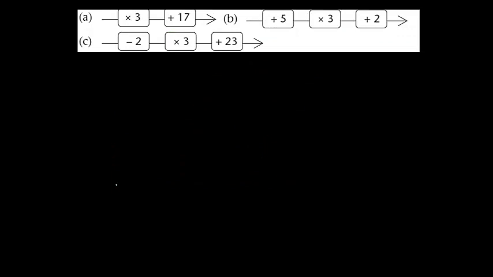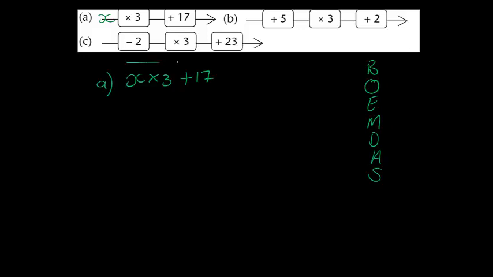Here they are giving us a pictorial representation of what we must do. So let's go through this. A says, remember that we're starting with x. That's our input. So we're going to say x times 3 plus 17. Now, it is important for us to remember BODMAS. BODMAS says that the order of operations means that we have to do brackets, exponents, multiplication, division, addition, subtraction. So if I read this from left to right, I have multiplication first and then addition. So this is correct. It equals y.